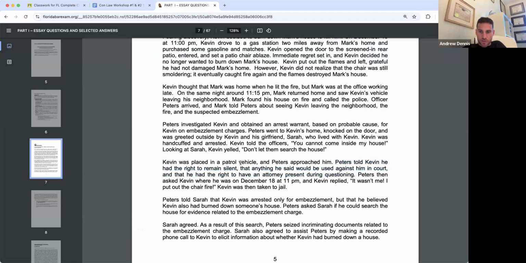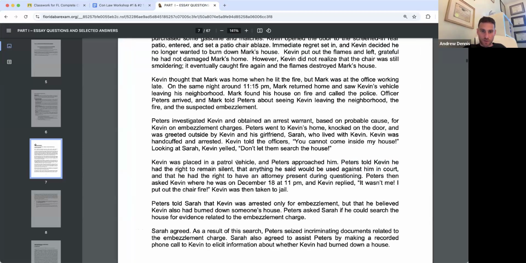He was placed in the vehicle and Peters approached him. Peters told Kevin he had the right to remain silent, that anything he said would be used against him in court, and they had the right to have an attorney present. Peters then asked Kevin where he was on December 18th at 11 p.m. and Kevin replied, "It wasn't me. I put out the chair fire." Kevin was taken to jail.